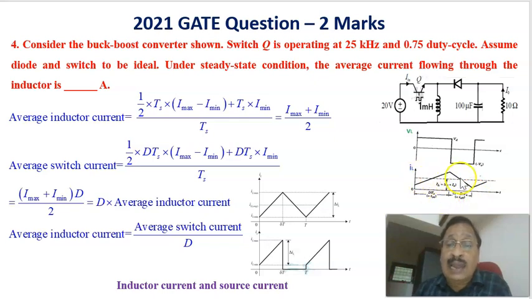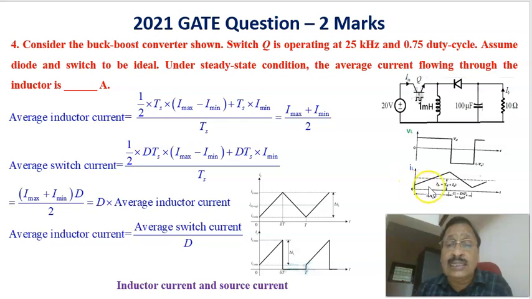Now the question is, what is the average value of this inductor current? To find the average value of the inductor current, the method is that you have to find the area under this curve and distribute that over this time period. In order to find the area under this curve, this is just like a triangle, so the area is half into the time period TS, the switching time period, into the maximum value of the current minus the minimum value of the current, that is, I max minus I minimum, which is the height. That is this area.